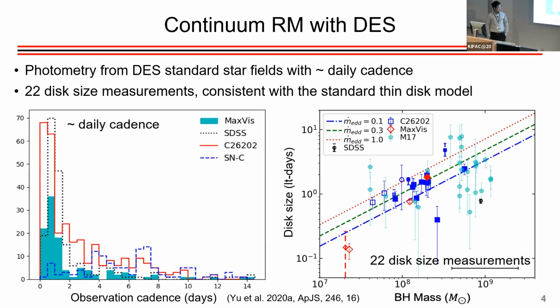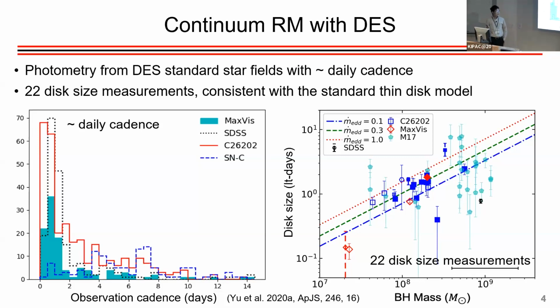And in one of my previous papers, I measured the accretion disk sizes using the photometry from the standard star fields of the Dark Energy Survey. The left figure here shows the distribution of the observational cadence within these fields. Here we can see that most of these fields we used have nearly daily observational cadence, which is very high compared to similar studies within the field in past works. And in this paper, I measured the accretion disk sizes for 22 quasars.